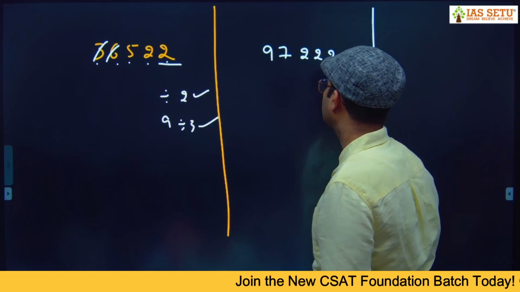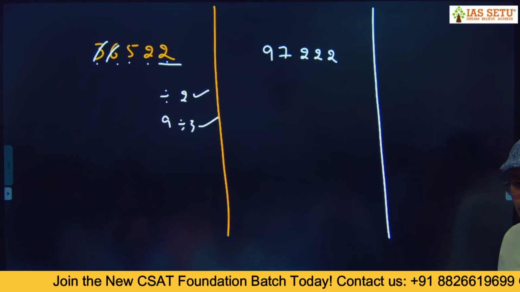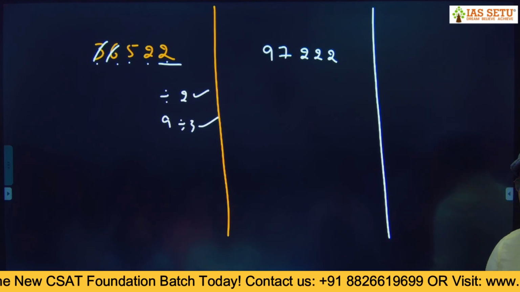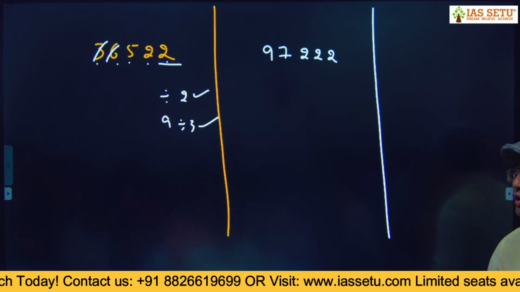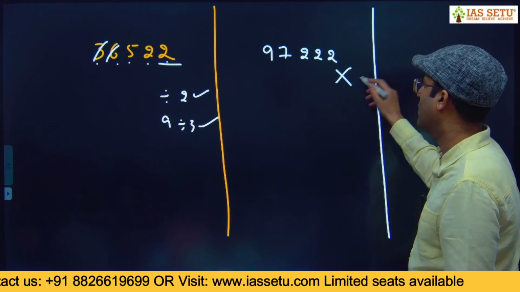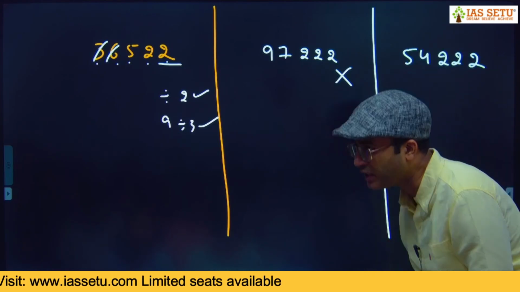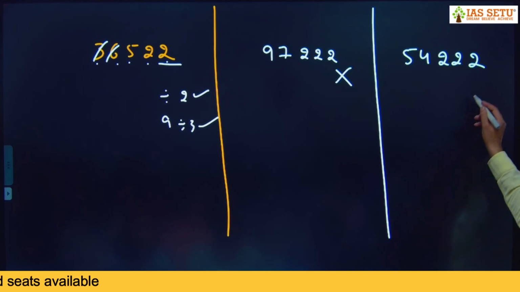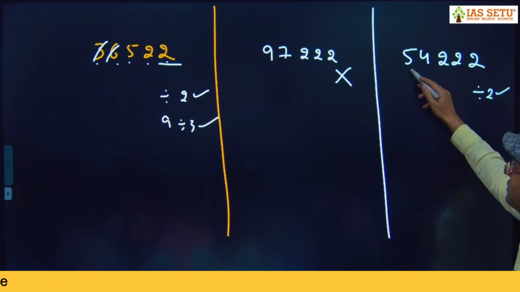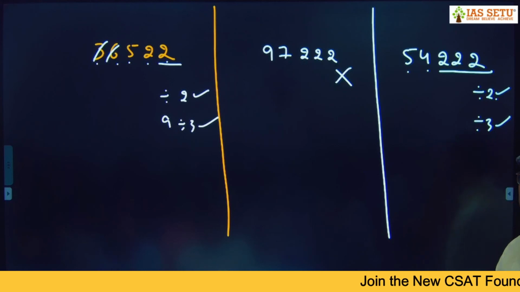97,222. Check if this number is divisible by 6, yes or no. तो प्रॉब्लम का 3 से नहीं हो रहा है. This number is divisible by 2, but since it is not divisible by 3, it is not divisible by 6. 54,222. Check if the given number is divisible by 6, yes or no? Yes, because it is divisible by 2 and it is divisible by 3. 5 plus 4, 9, 6, 15. It is divisible by 3, it is divisible by 2. So that's why this given number is divisible by 6.